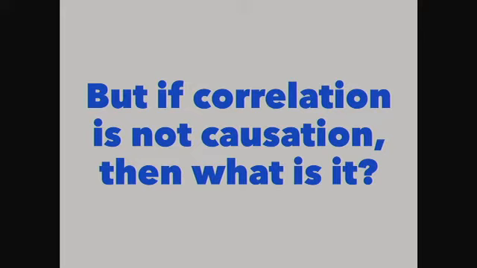But if correlation is not causation, then what is it? That's what I was getting at: what is getting in between a correlation and a cause? A correlation is when two things occur together consistently. When does that not imply a cause? There are actually five main types of saboteurs, as it were, five types of error that can stand in between those things.